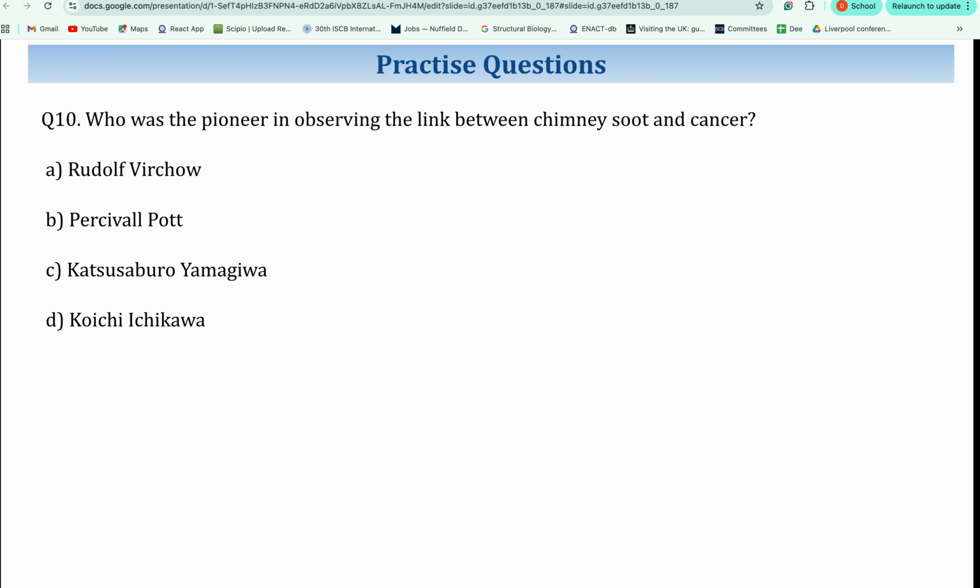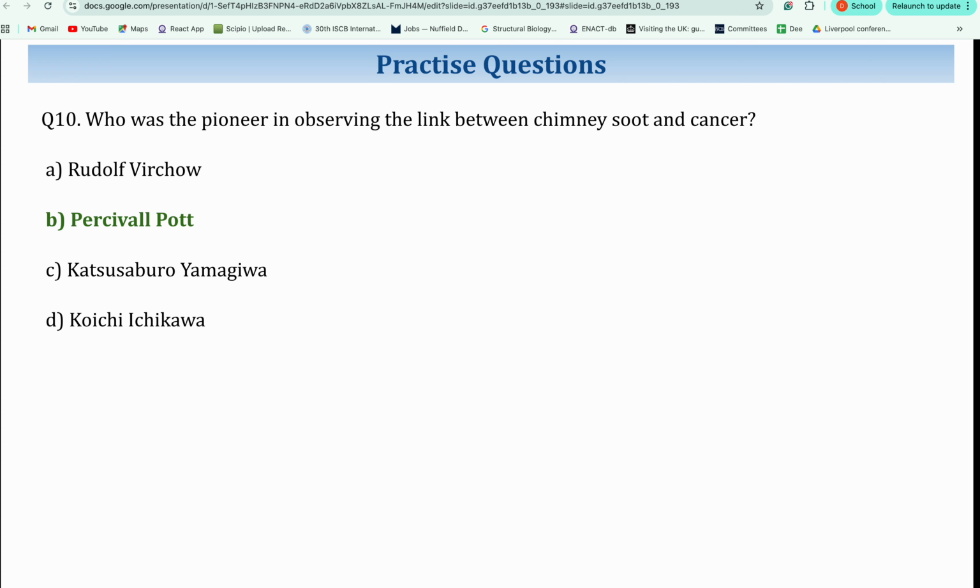Okay, now let's see what the right answer is. So the right answer is option B, which is Percival Pott. Now let's look into the other options one by one. If we begin with Rudolf Virchow, he was the German physician, who was also known as the father of modern pathology. He developed the cell theory of disease. So in that way, he is not linked to the chimney sweep and cancer.